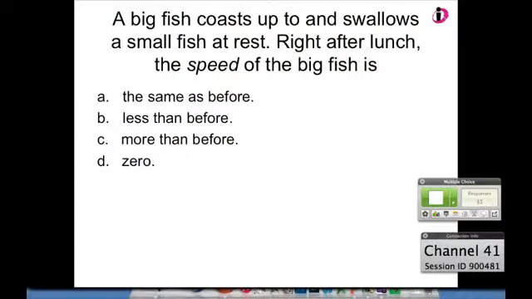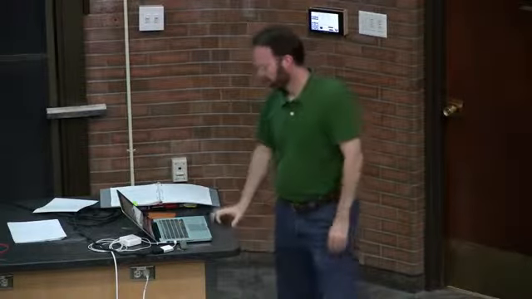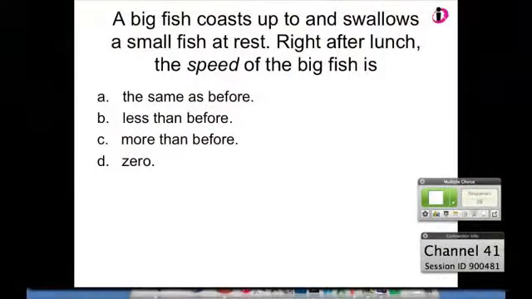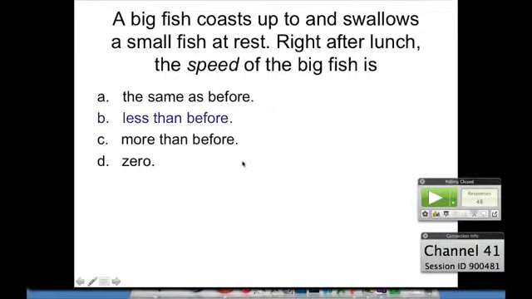Basically you have a big fish coming up on a small fish that is not moving. He comes in, eats it, and keeps on moving. So how does the big fish's speed compare after he eats versus before? 10, 9, 8, 7, 6, 5, 4, 3, 2, 1. 3/4 of you think it's less than before. You're correct.